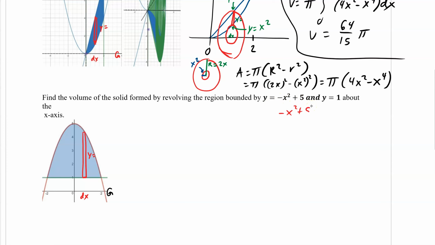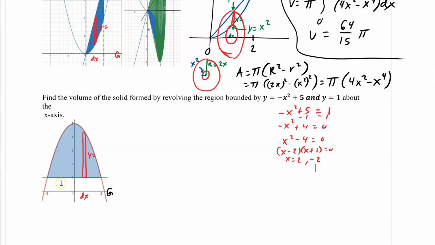negative x squared plus 5. So if we set those equal to each other, minus 1, factor out the negative, and you're going to get x minus 2, x plus 2, which is x equals 2 and negative 2.